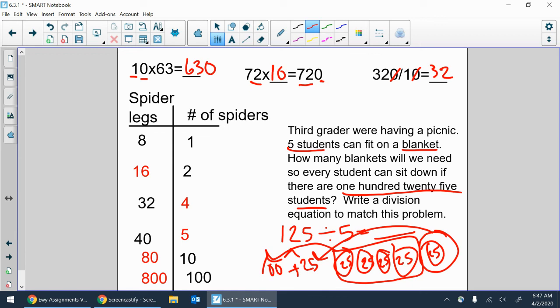So that meant that I would need 25 blankets to fit all the students.